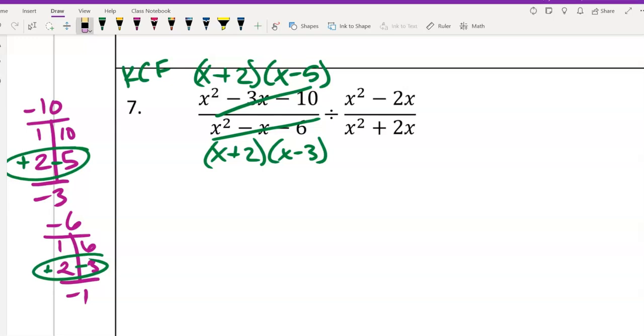All right, next fraction, we have x squared minus 2x. There's only 2 terms here, so what is the GCF between x squared and 2x? There's an x. And on the bottom, again, an x.